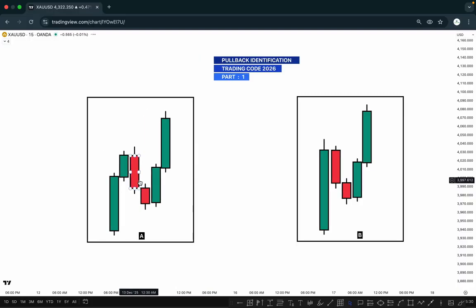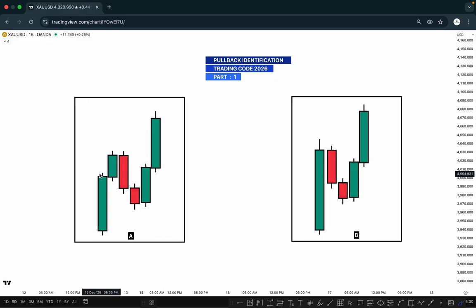You can see here that many times the market breaks the previous candle high. This high is broken by the previous bullish candle, and this high can be broken by the previous bearish candle like this. So this can be broken and this may not be broken. It doesn't matter. The main thing is that the market should break the previous candle low, which is here.